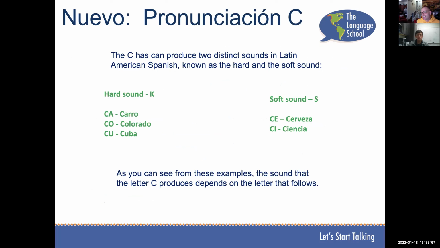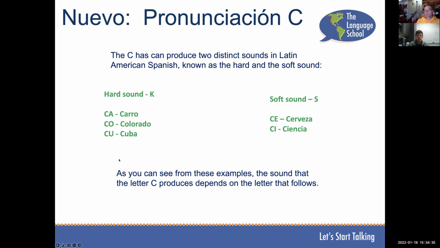Pronunciación. The letter C, or in Español, ce, can produce at least two unique sounds, right? One is what's called the hard sound, where it's going to sound like the letter K for us. Repeat after me: carro, Colorado, Cuba. Colorado is a Spanish word, by the way. And then it can also produce a soft sound like our S, like cerveza, ciencia. Okay.